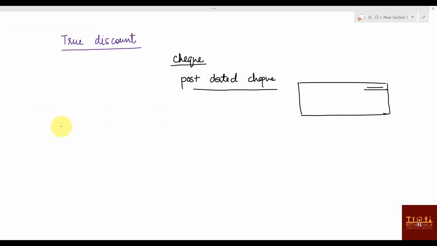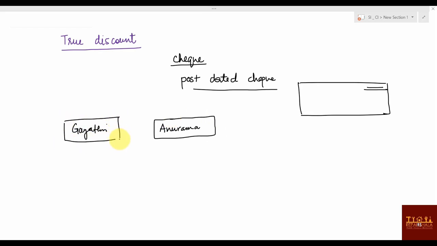Now suppose Gayatri is there, and we are talking about Anurama. These two people are there. Understand the case. This is only for understanding.